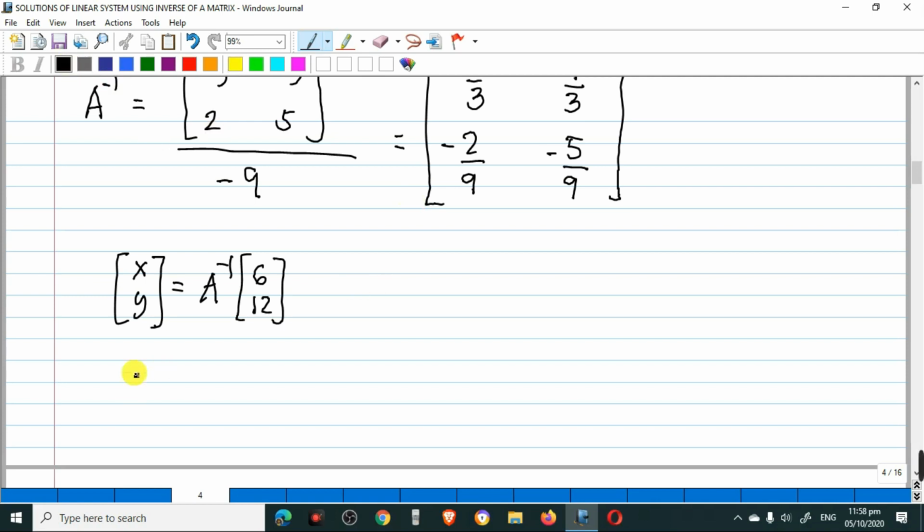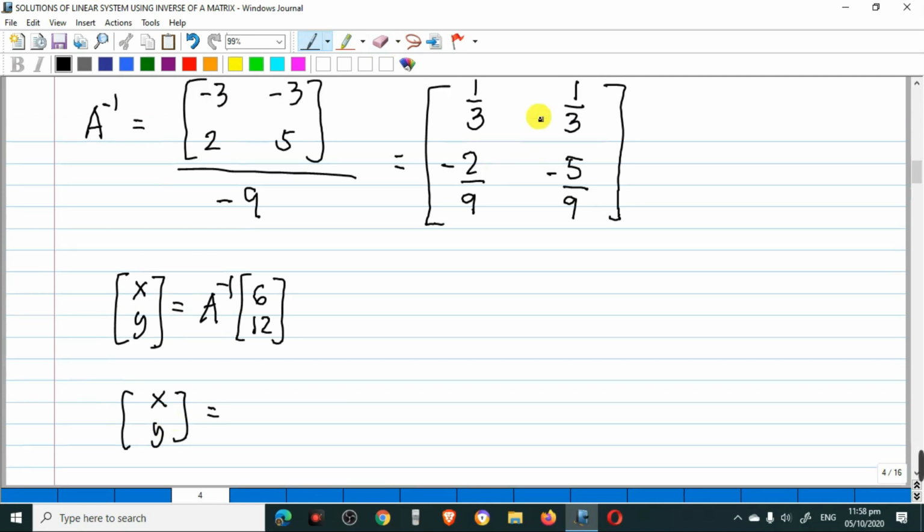I will write x and y here, I will just remove the over. x and y is equals to the inverse of your A matrix, copied here. Multiply it by our 6 and positive 12. So this is equals to 1/3, 1/3 again, then negative 2 over 9, and negative 5 over 9. And this is multiplied by a 2 by 1 matrix, 6 and 12.